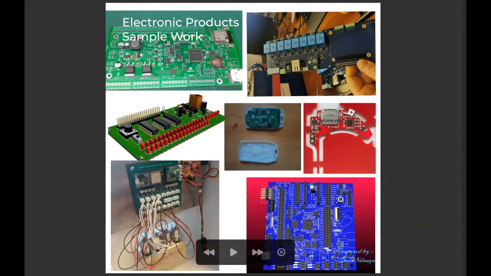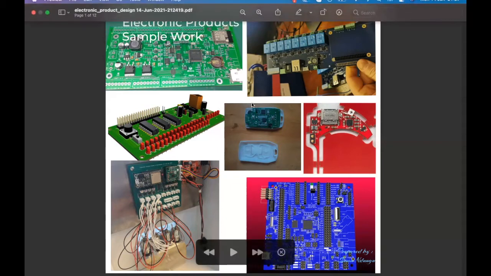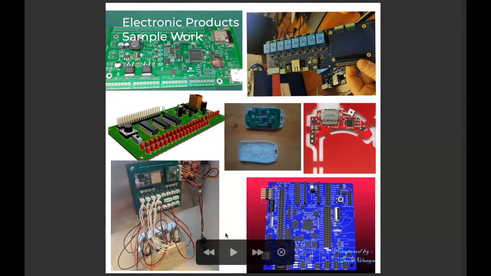So I want to keep today's lecture very brief, because it's basically an overview of what we'll be doing in each and every design in order to come up with the products that we desire to design and, of course, push to the market. So I'm talking of the process that we follow in order to design such products. As you can see, these are just sample PCB work that we've done here in our lab.